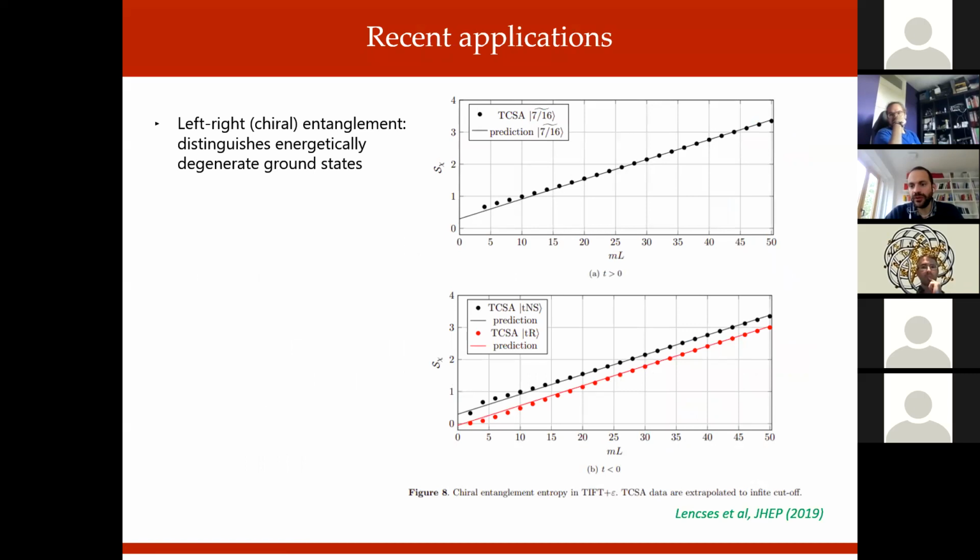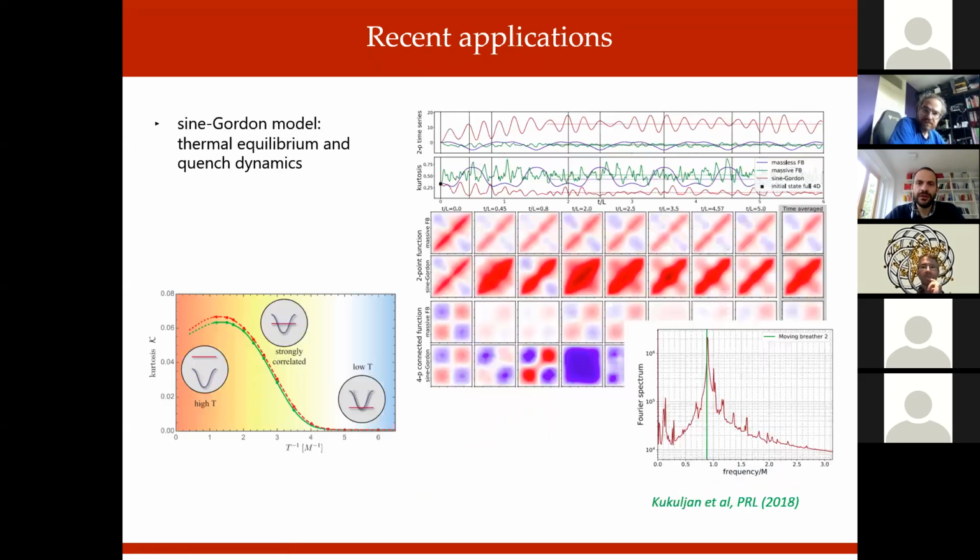Okay, so this method was used something like 30 years ago to diagonalize the sine-Gordon model, and the numerical results agree very well with the theoretical predictions based on integrability. But more recently, there are applications that have been used to calculate a sort of entanglement, called left-right entanglement or chiral entanglement, in perturbed conformal field theories in 2019. It has also been used in the sine-Gordon model to describe thermal equilibrium properties and quench dynamics.